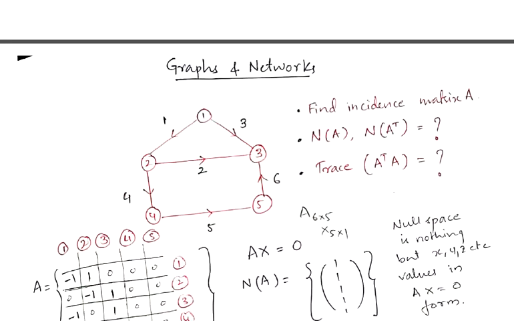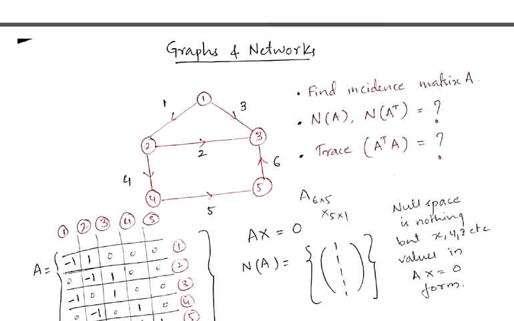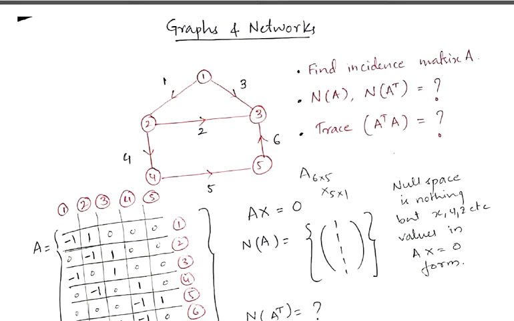Here they are given a graph network. The question is: find the incidence matrix A, then find the null space of A and the left null space of A. N is the left null space, and this is the null space. Then find the trace of A^T A. Now we will try to find the incidence matrix A.